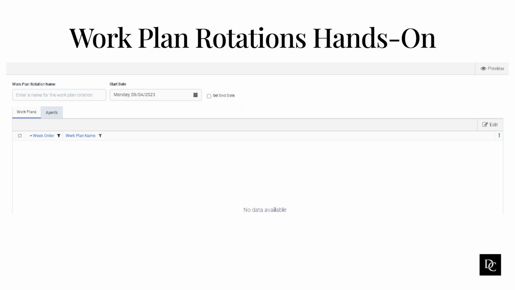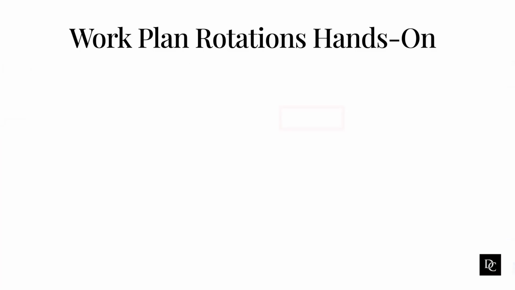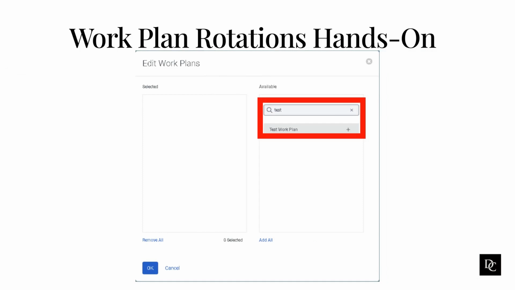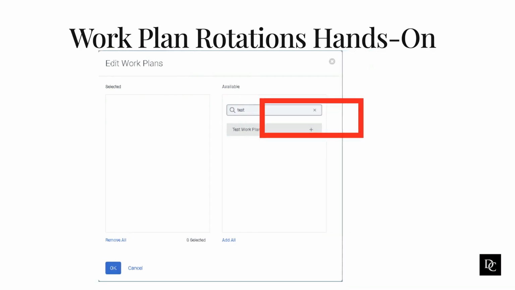Let's add work plans. Click on Edit. The Edit Work Plans dialog box opens. In the Available column, either add specific work plans by searching for and selecting each work plan to include in the rotation, or to add all available work plans to the rotation, click Add All. Click OK. After you add work plans to a rotation, you can optionally assign agents to it. Having already added the agent we wanted to in the work plan, we will not be adding agents to the rotation.